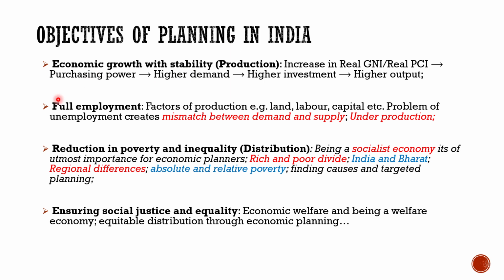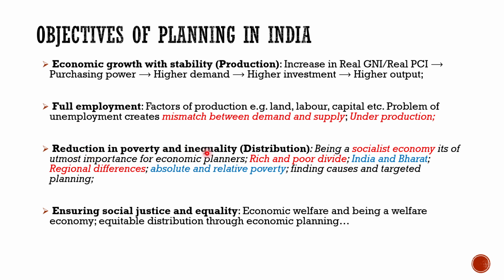The second most important objective is to achieve full employment of factors of production like land, labor, capital, etc. And if there occurs a problem of unemployment, it creates a mismatch between demand and supply, and there would be a problem of underproduction also, because a mass would be unemployed. You would have a high labor force, but actually the workforce will be very low.